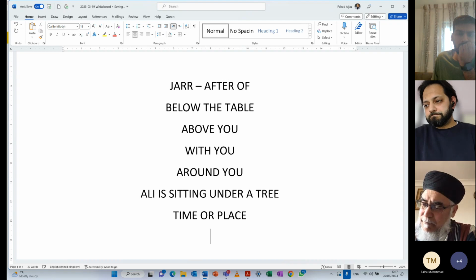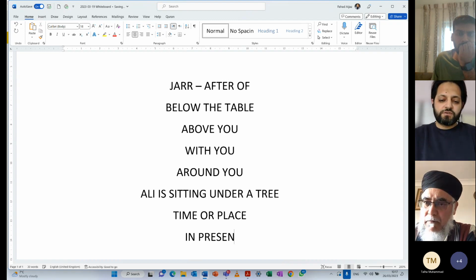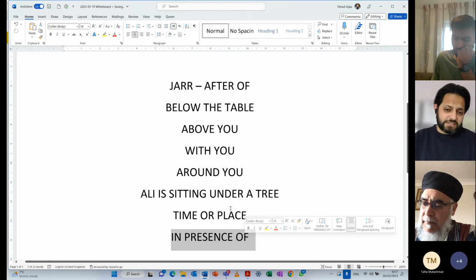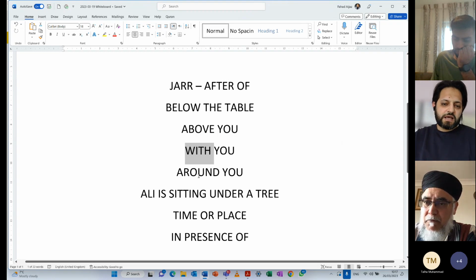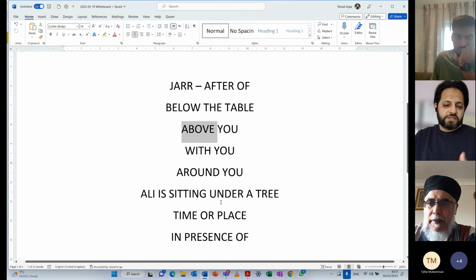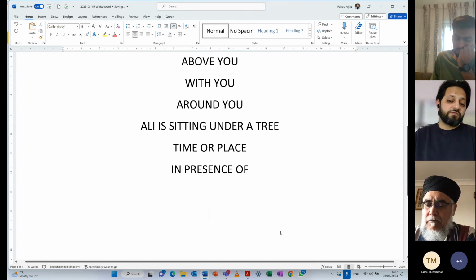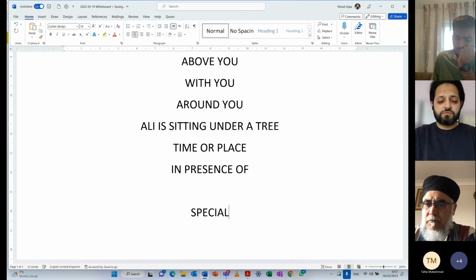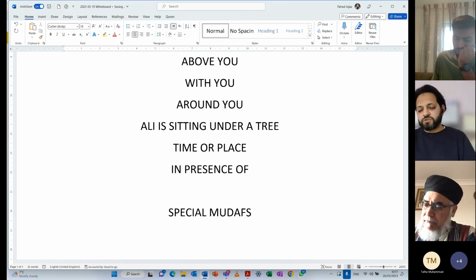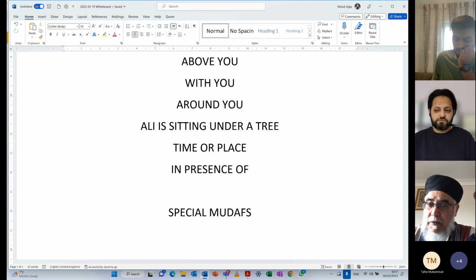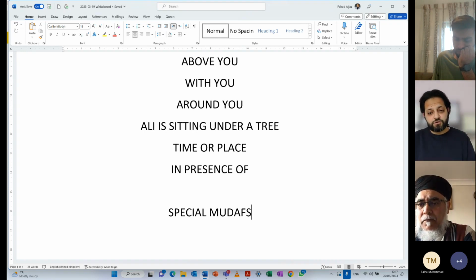For example, if I say in presence of, it will give you a perspective of time, whereas the word with will give you a perspective of place. Around is about place, above is about place. So these are two types of isms, which are called special isms. And these types of isms are always in the form of a mudaf. We call them special mudaf. So of course it means that they always come as a mudaf, and they're very widely used in the Quran. And probably you also know them as words of the Quran. They're not very unknown words, and you know them quite a lot.